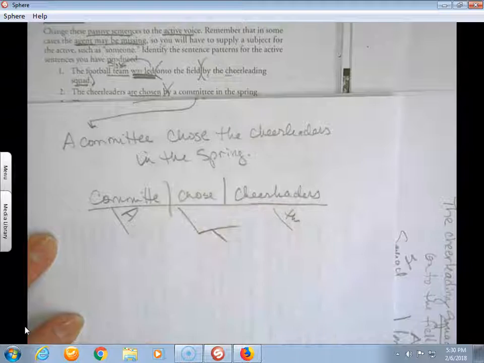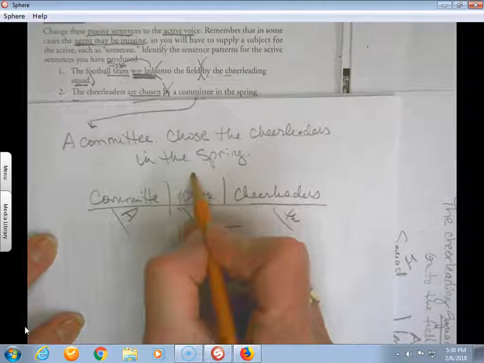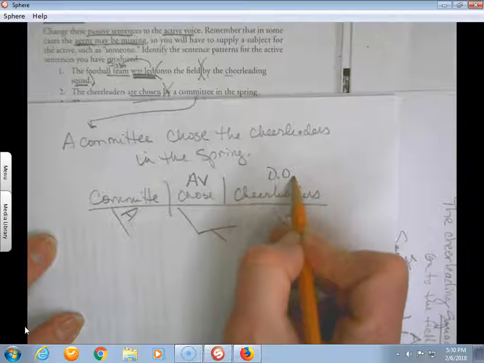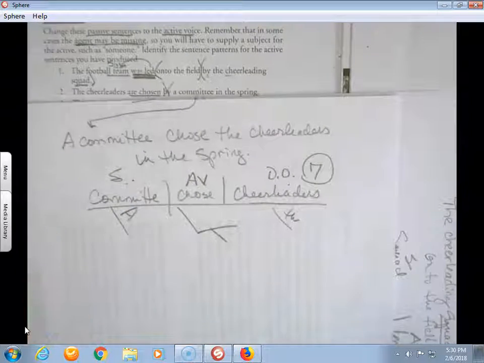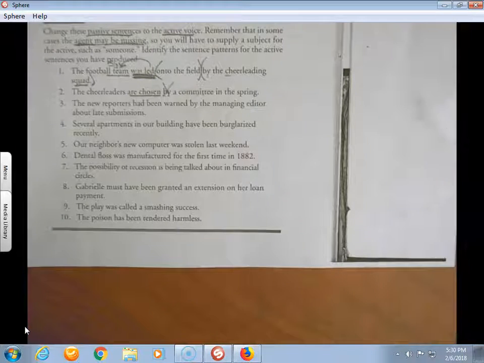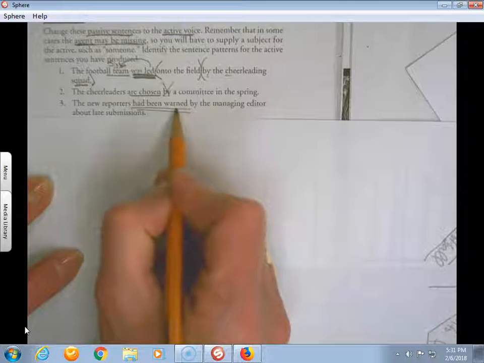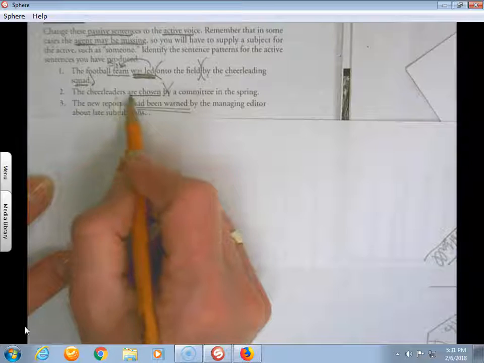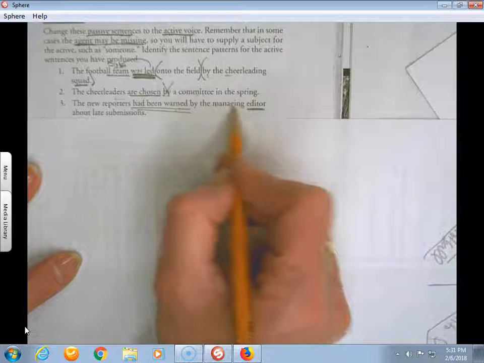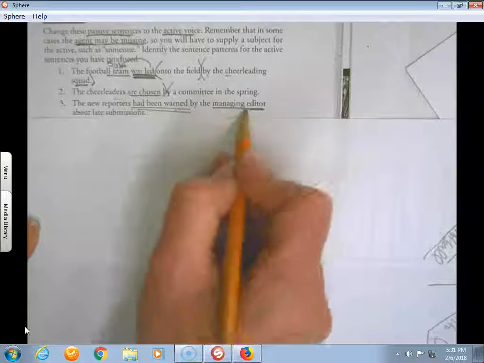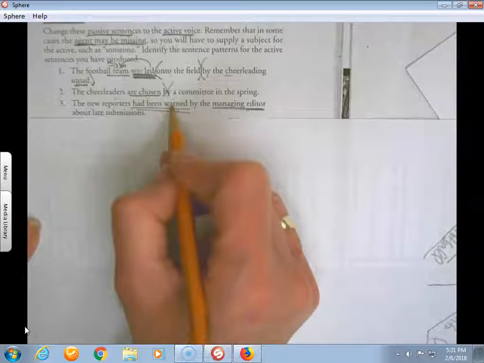In spring V. A nice, simple pattern 7. Subject, action verb, direct object. Okay. Number 3, the new reporters had been warned by the managing editor about late submissions. Had been warned. Who got warned? The reporters. Who did the warning? The managing editor. So to make this passive sentence active, we have to make managing editor our subject, because he's the one, or she is the one who did the warning.